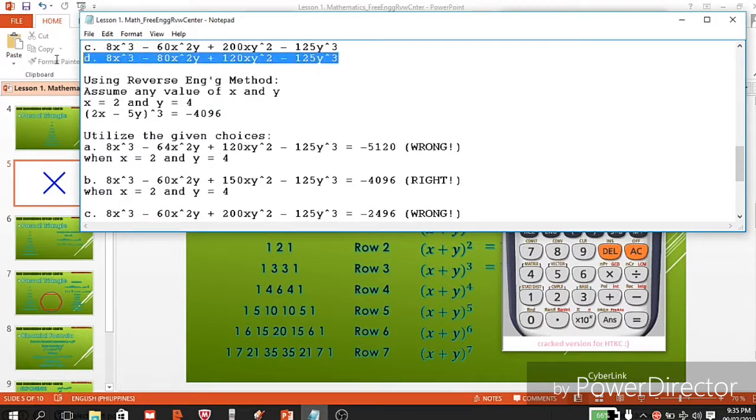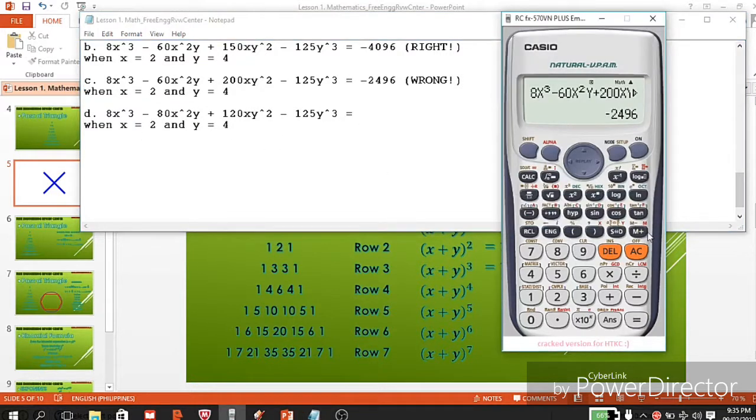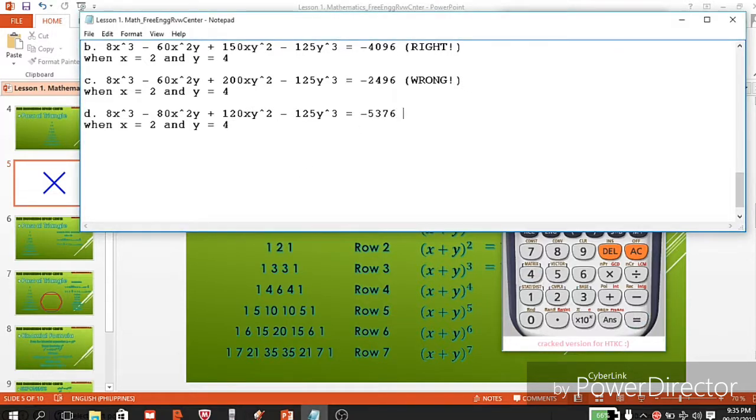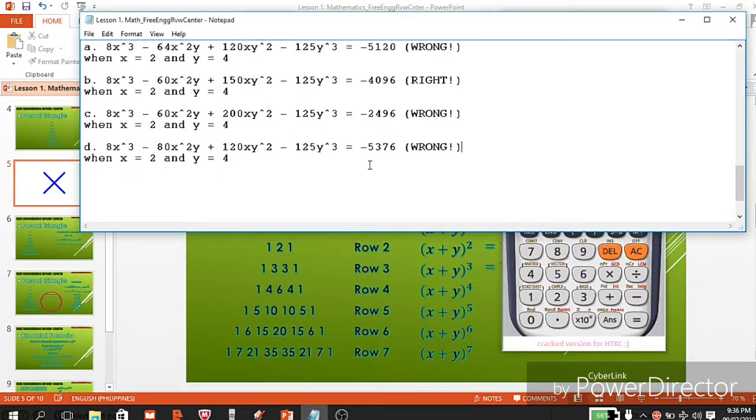And lastly, that is letter D. Let's try to check this one, but I know this is wrong, since we got now the correct answer. But let's try to check again. So let's modify. We got 120, and we got here 80. And substitute the value of x and the value of y. And we got negative 53.76. Therefore, this is wrong. So that is the reverse engineering method. Thus, the correct answer is letter B.